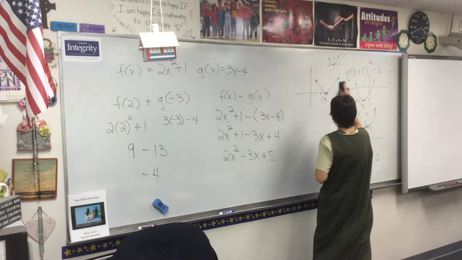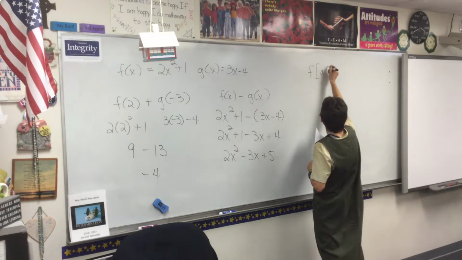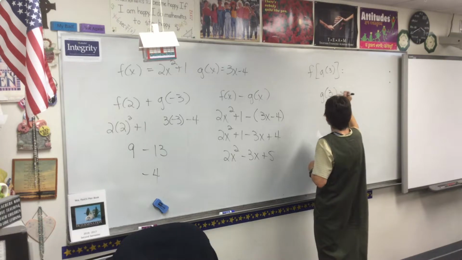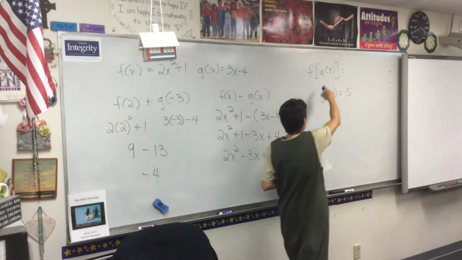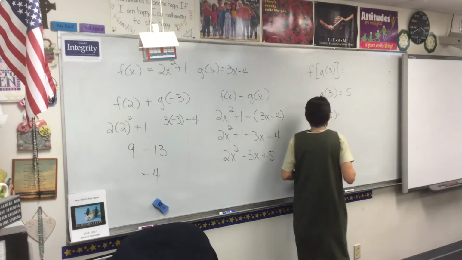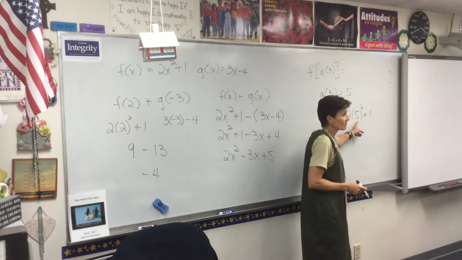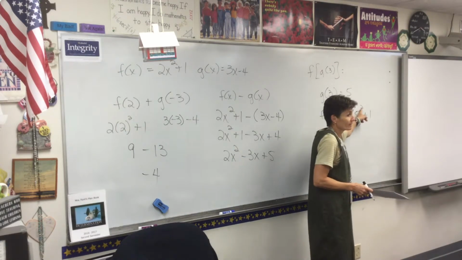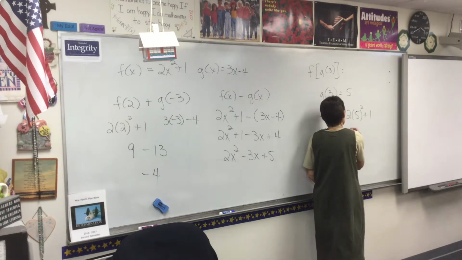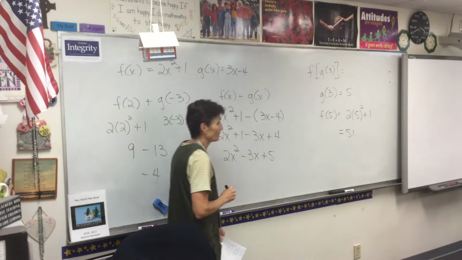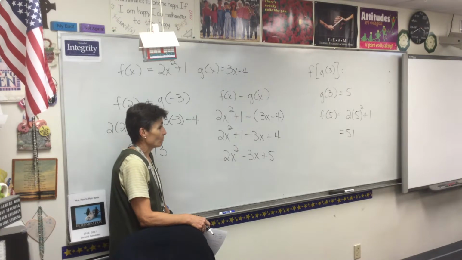F of g of 3. Where do we start? Plug 3 into g. So if I plug 3 into g, do I get 5? Yes. Now I'll take the 5 and plug it into f. Again, watch the order of operations. Don't multiply 2 times 5. You start by squaring. So 5 squared is 25, times 2 is 50, plus 1 is 51. The answer to the whole question is 51. PEMDAS, PEMDAS, PEMDAS. Exponents first, before you multiply.